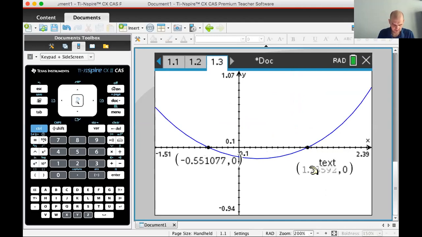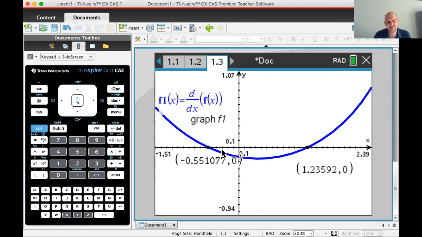So critical points. X is approximately negative 0.551. X is approximately 1.236. Now what I'm going to do to make my life a little easier, because the next question is about the candidates test. I didn't finish the problem, by the way.